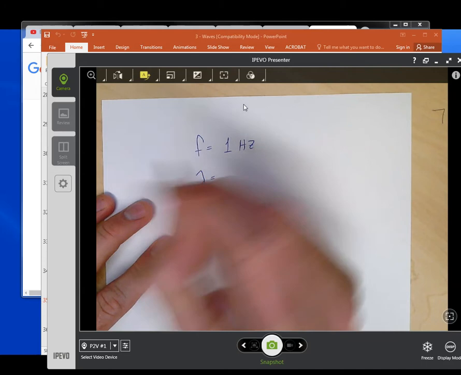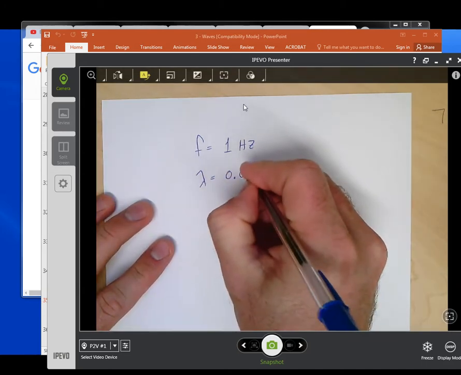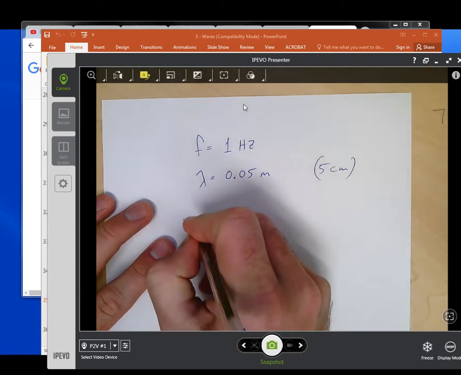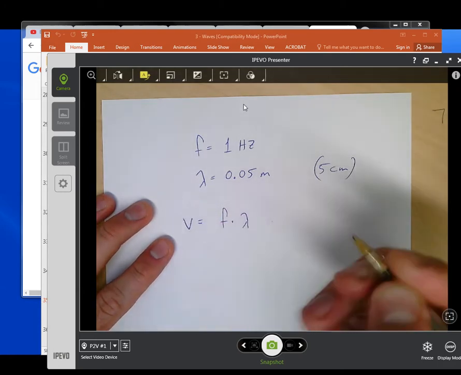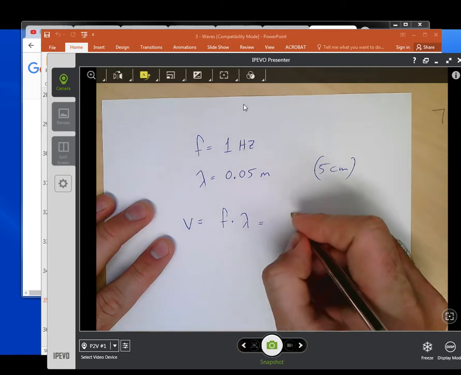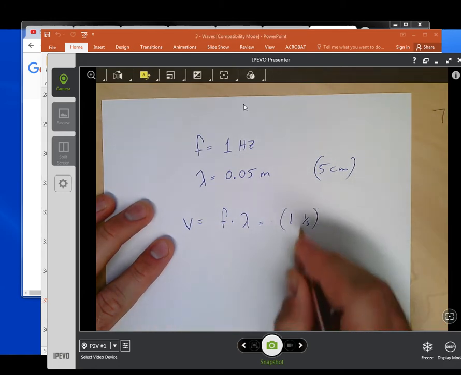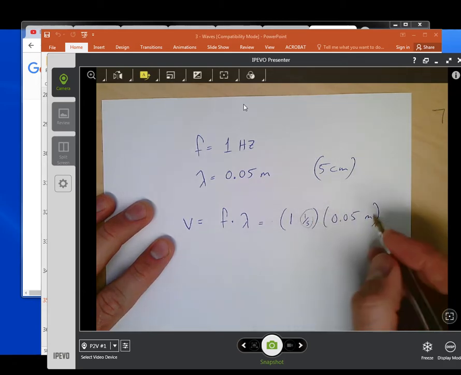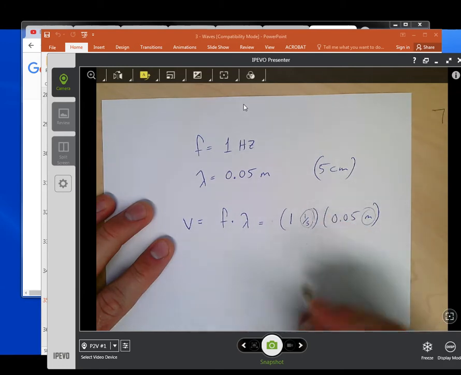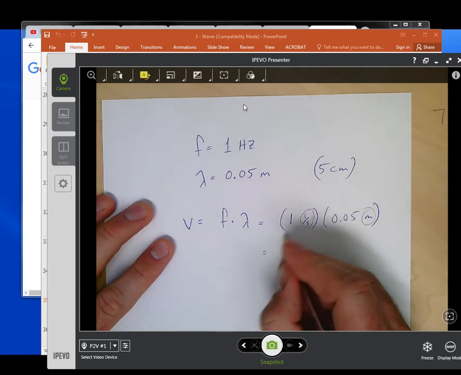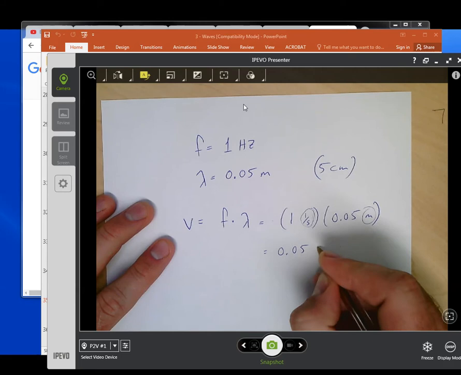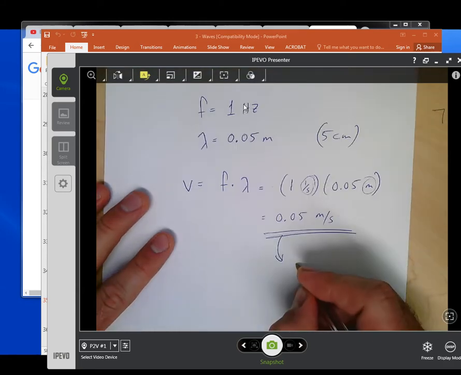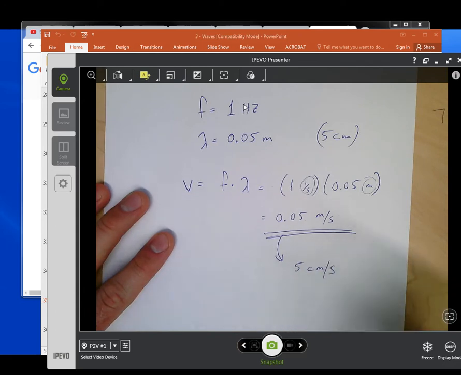The wavelength we figured out is 5 centimeters. That's 0.05 meters or 5 centimeters, right? That's the same thing. And we know our formula that v is equal to f times lambda, or lambda times f. And we see that it's going to be 1 over seconds, times 0.05 meters. If I multiply those units together, I'm going to get meters per second. Oh, good. That's a good check to make sure that I've done it correctly. And then 1 times 0.05 is just 0.05, but now my units are meters per second. So, in other words, what I've got here is 0.05 meters per second or 5 centimeters per second. Either of those are correct.